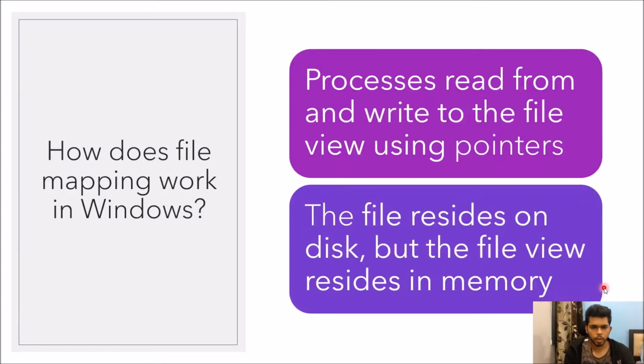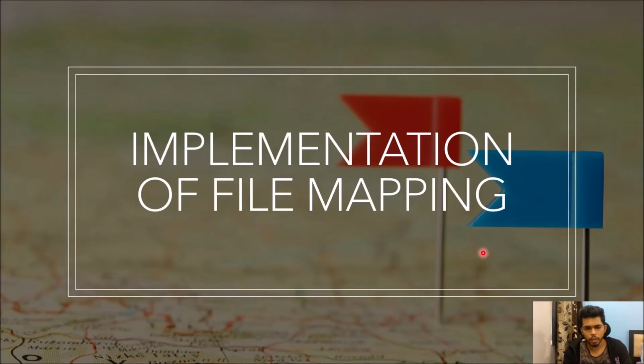Now let us try to understand how file mapping works in Windows. The basic idea is that the process reads from and writes to the file view using pointers, just as they would with dynamically allocated memory. The use of file mapping improves efficiency because the file resides on disk, but the file view resides in memory. Now we will try to solve this problem by implementing file mapping in x86.